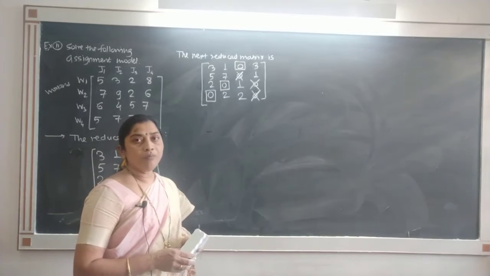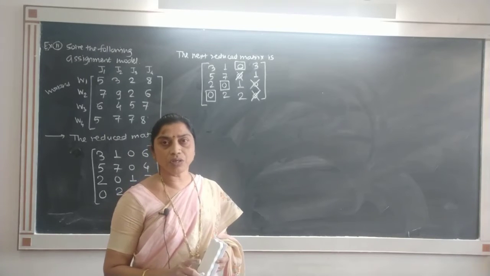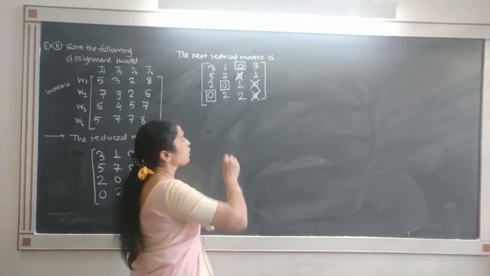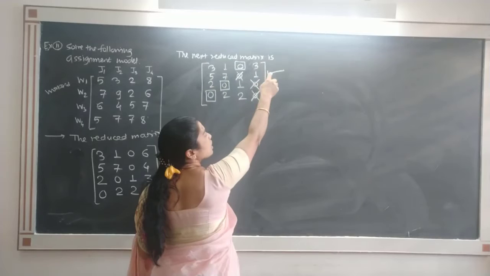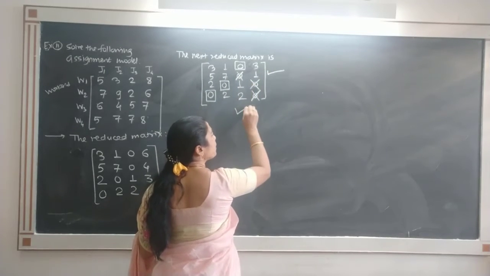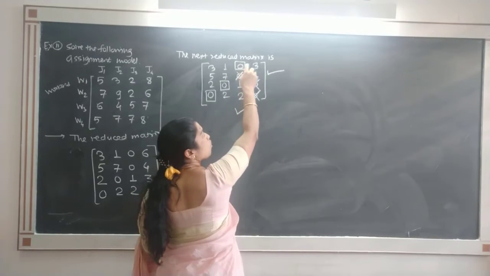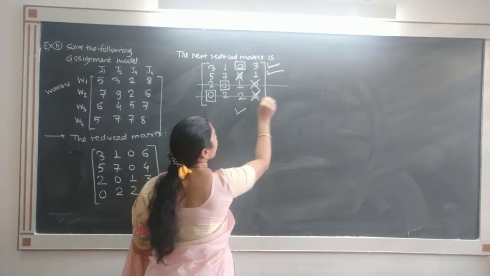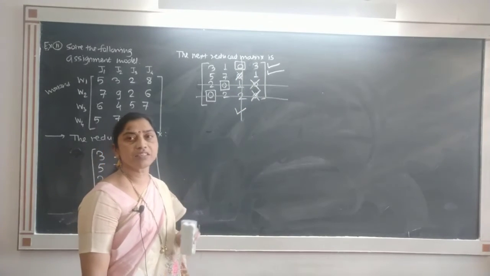We want to draw the minimum number of lines, vertical and horizontal, that will cover all the zeros. For that, we mark the row where assignment is not done. In this row, assignment is not done. In that marked row, mark the column where 0 appears, and in that marked column, mark the row where the assigned 0 appears. Draw lines through the unmarked rows and marked columns. So this is the next matrix.